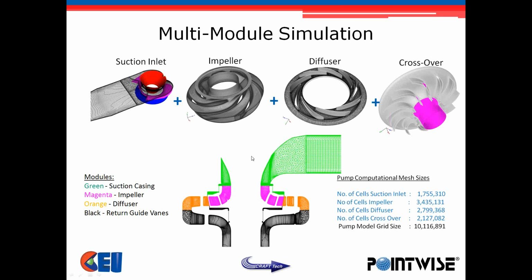We've got the suction inlet in green, which feeds into the impeller in magenta. The diffuser is in orange, and then the crossover diffuser is in black here. And you can also see the leakage flow paths that are included in each of those parts, as Travis mentioned. The total grid size of all of these parts together was about 10 million cells.